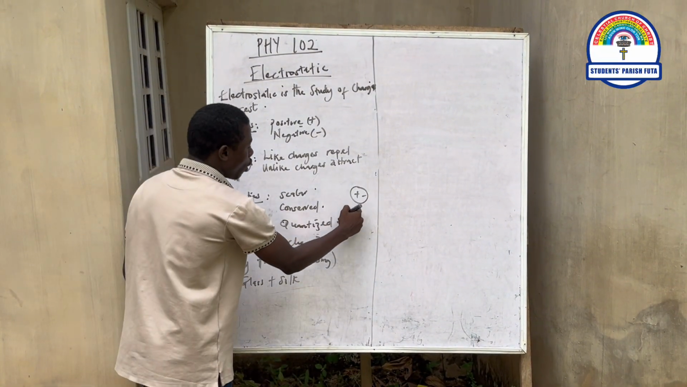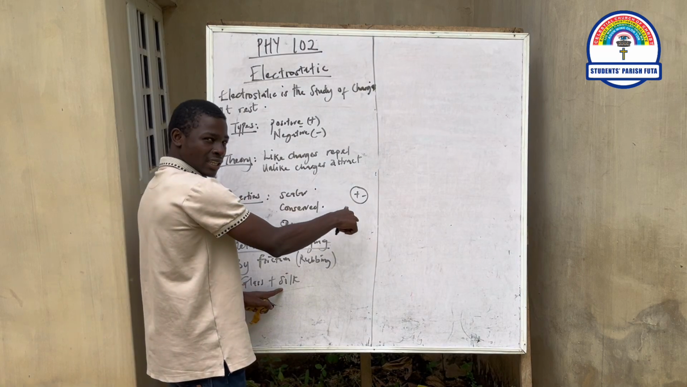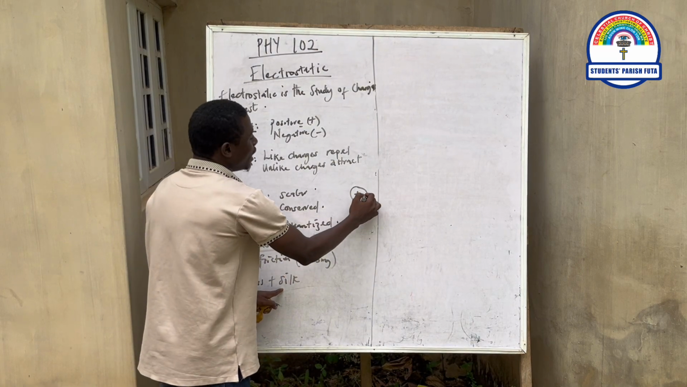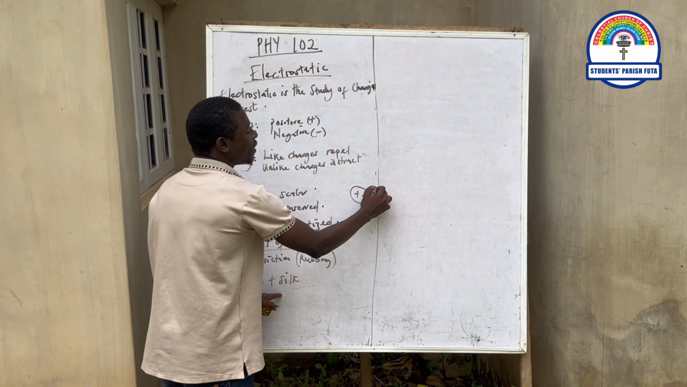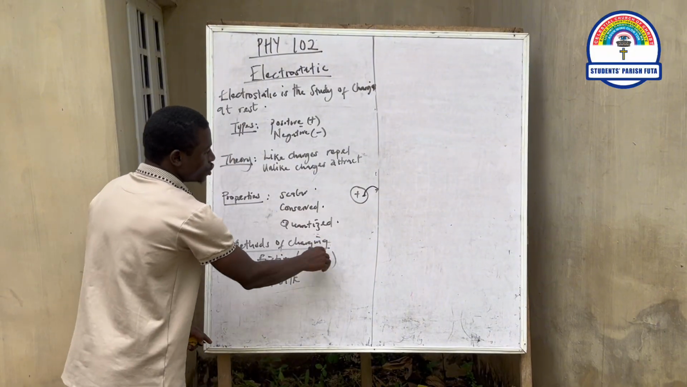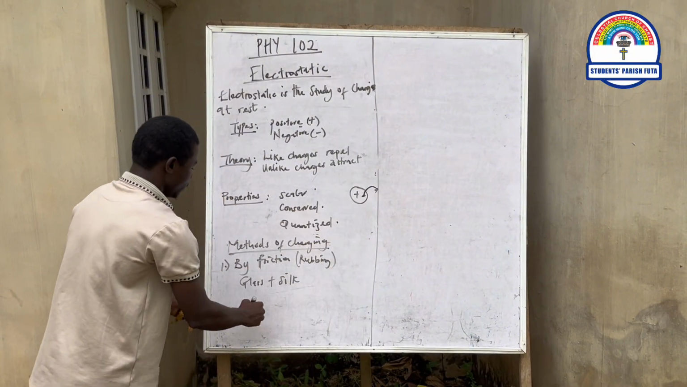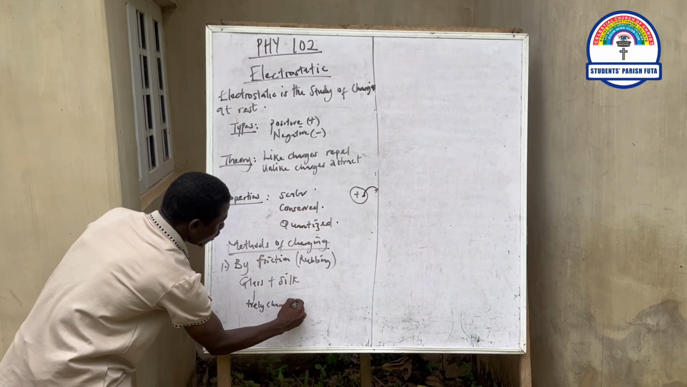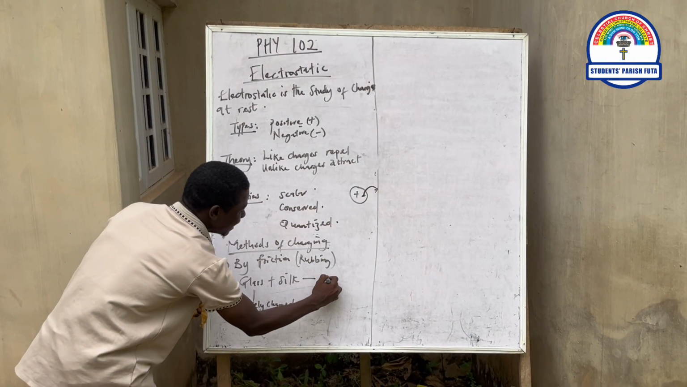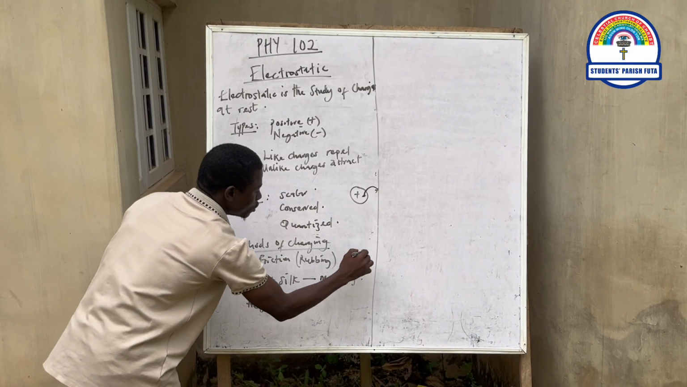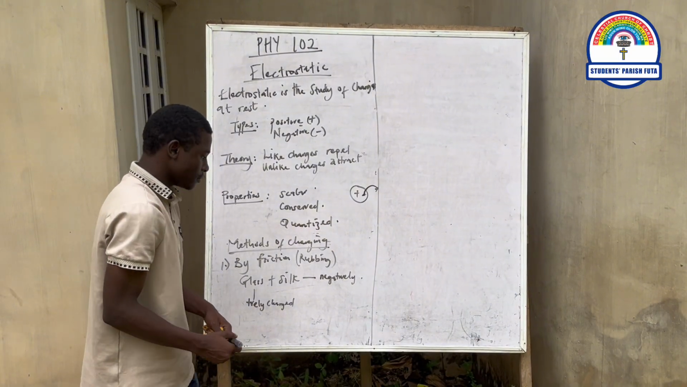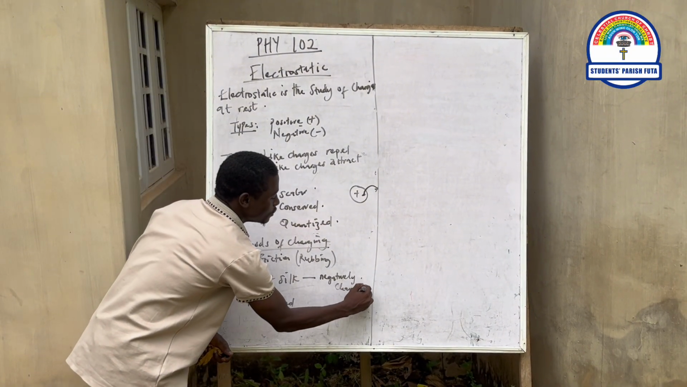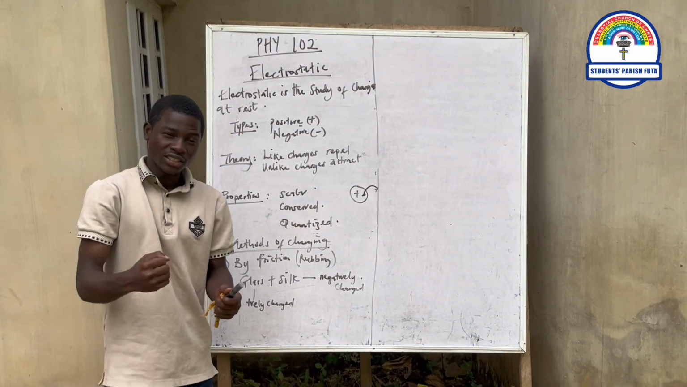So when you rub a silk on a glass, or you rub a glass on a silk, the glass transfers its negative charge to the silk. So what remains in the glass? It remains positive. The glass becomes positively charged at the end of the day, while the silk becomes negatively charged. That's why they say that glass rubbed with silk gives positive.